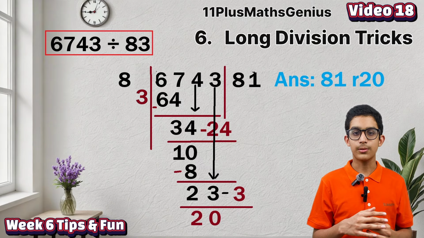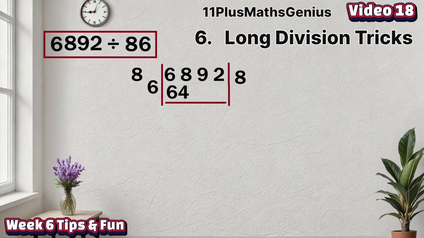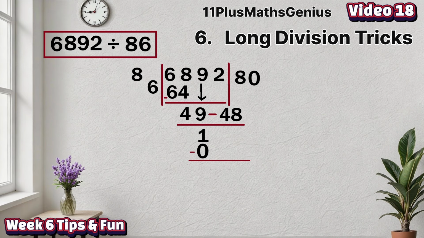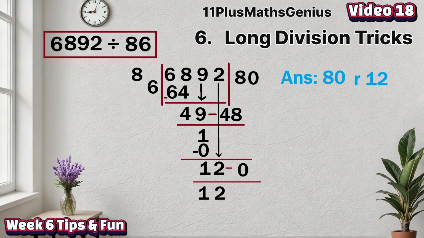Let's practice more. 6892 divided by 86. Here, 8 times 8 is 64. Put 64 under 68 and subtract. We have 49. Now 6 times 8 is 48. 48 minus 49 is 1. Since 1 is smaller than 8, we put 0 in the quotient. Now bring down 2. We have 12. 6 times 0 is 0. Since there is no more digit left, our remainder is 12. So the answer is 80 remainder 12.